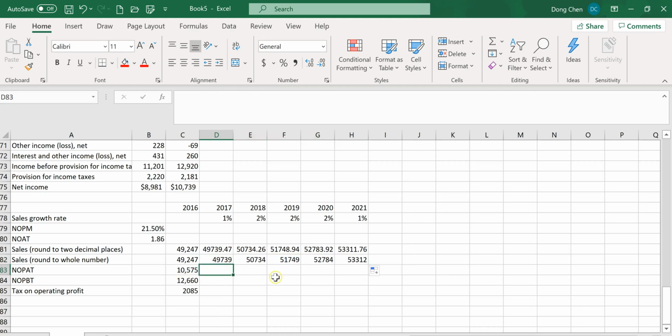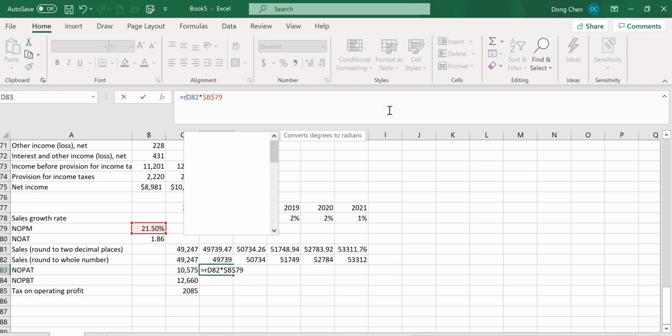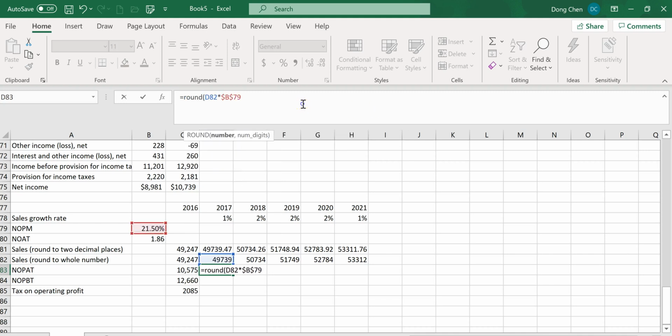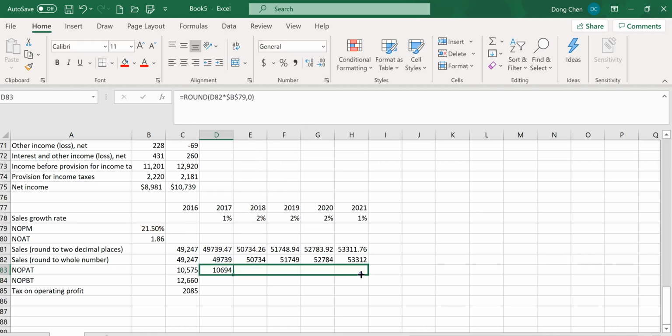For NOPAT, I can figure this out based on NOPM and the forecasted sales level. For 2017, that's going to be the forecasted sales times the NOPM. But I want to fix this cell because later on when I pull the sales, I don't have to change this manually. At the same time, I also want to use the round function to keep this to 0 decimal places. Now I can pull all the cells to the right until the terminal period.